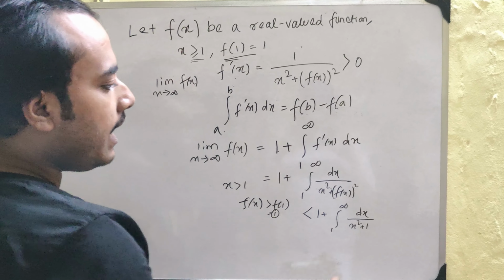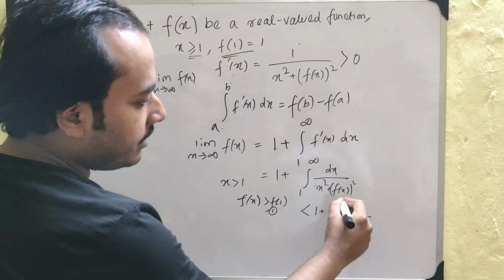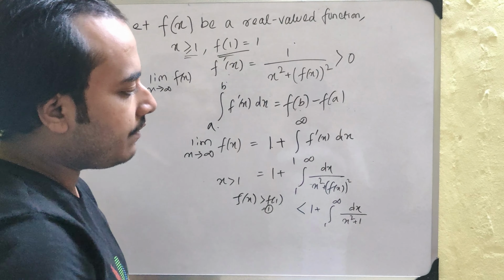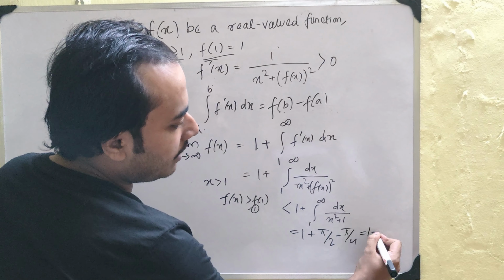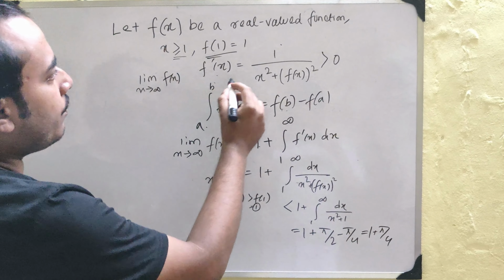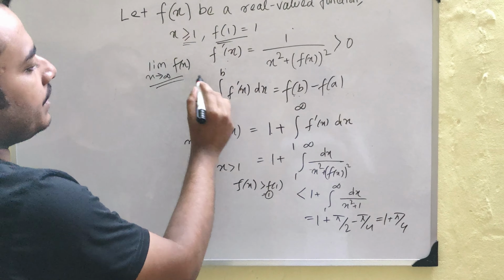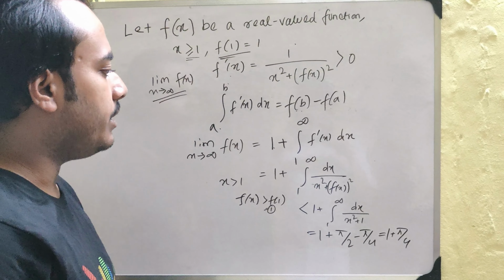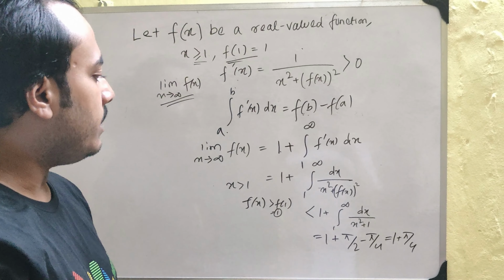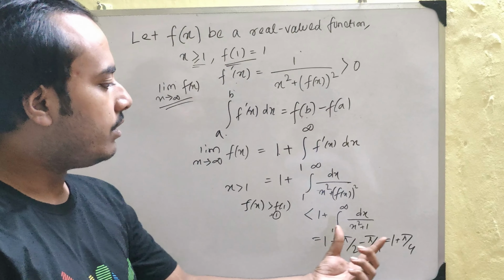correct? And if you were to evaluate this integral, the antiderivative of this is basically tan inverse x. Tan inverse infinity minus tan inverse 1 simply would give you 1 plus pi by 2 minus pi by 4, which is nothing but 1 plus pi by 4 as desired by the question. So the limit as x tends to infinity does exist and is less than 1 plus pi by 4. It is bounded by that value. So this is how we can use the fundamental theorem of integral calculus and monotonic functions to find out the value.